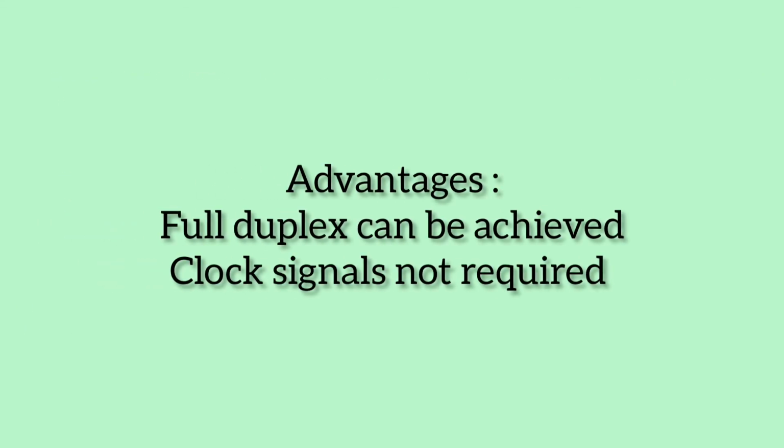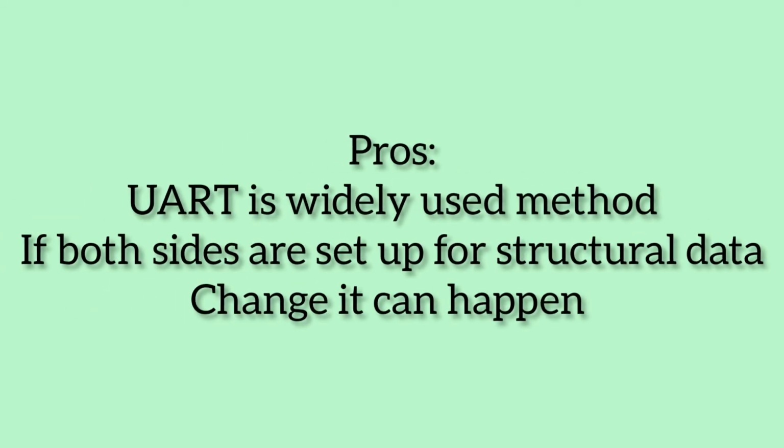Advantages of UART: full duplex transmission of data can be achieved with only two wires. Clock or timing signals are not required. Integrated error checking is ensured using parity bits. Pros of UART: UART is a widely used method. If both sides are set up for structured data exchange, it can happen. They possess a parity bit in order to check the error in data packets.